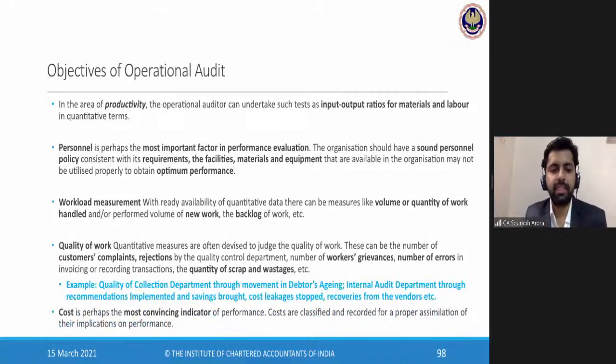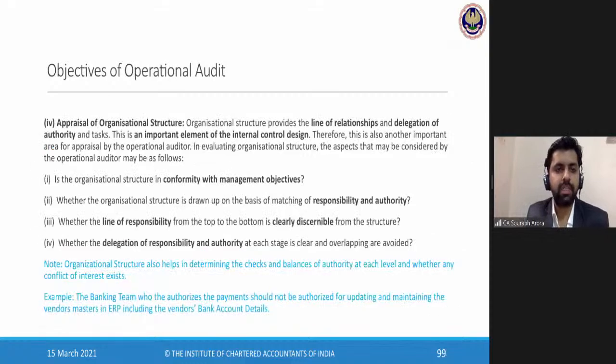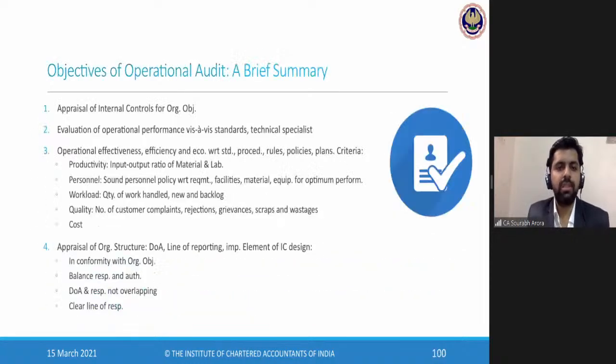So here are the objectives again. You can go through the objectives of the operational audit on your own. Here is the brief summary of the operational audit. Appraisal of internal control for organization objectives, evaluation of operational performance vis-a-vis standard technical specifications, then efficiency and economy with respect to standard procedure, rules, policies, plans, productivity, personnel, workload, quality, cost.